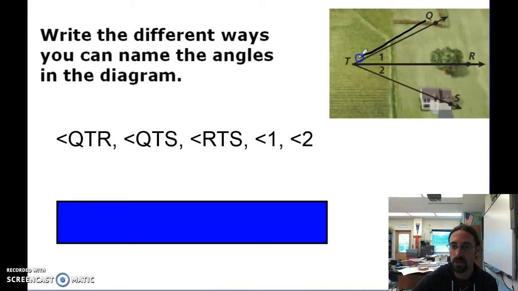QTR, so QTR. How about a non-black pen, Mr. Rising? Non-black pen. Ooh, hot pink with dashes.